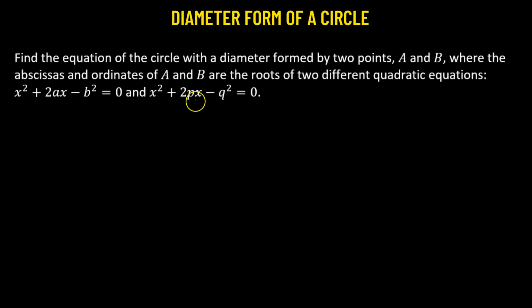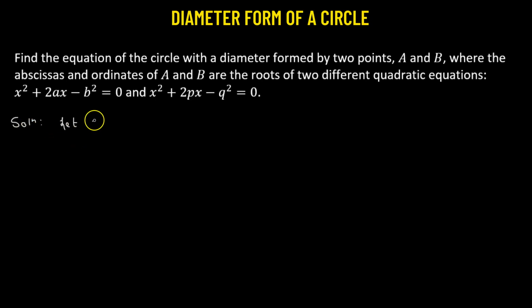So we need to find out the equation of a circle with diameters formed by 2 points A and B. And here it is given that the abscissas and the ordinates of point A and point B are the roots of two quadratic equations. So let us try to solve this problem. So here it's given that we have 2 points A and B.